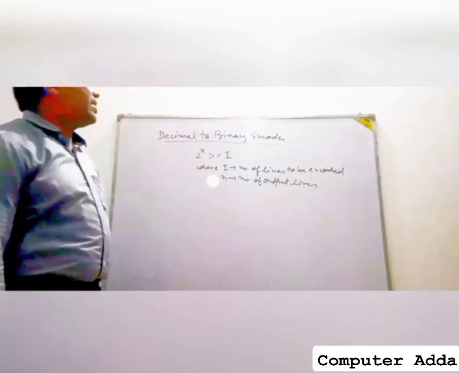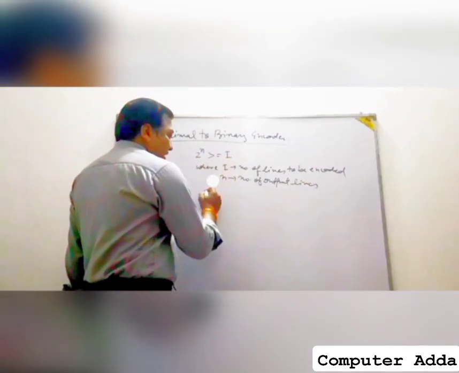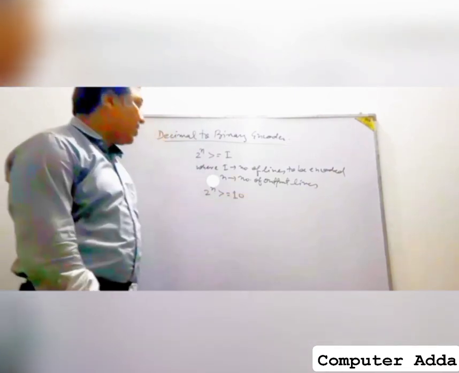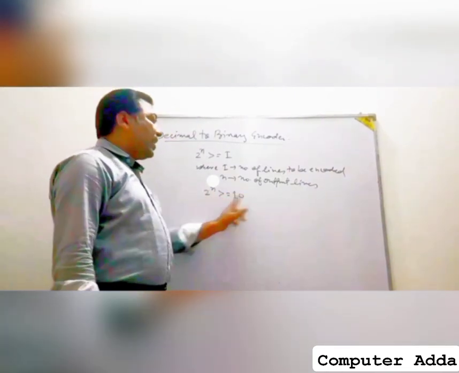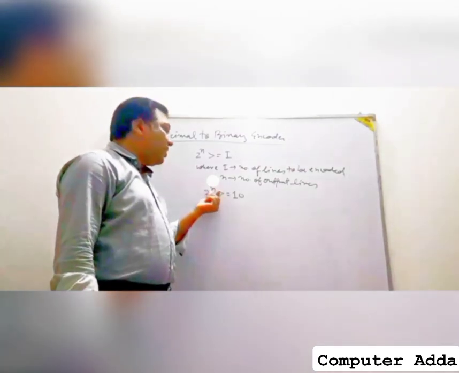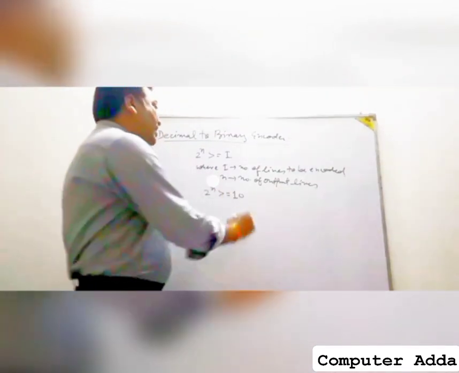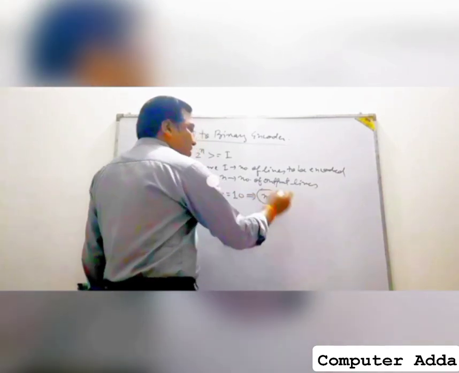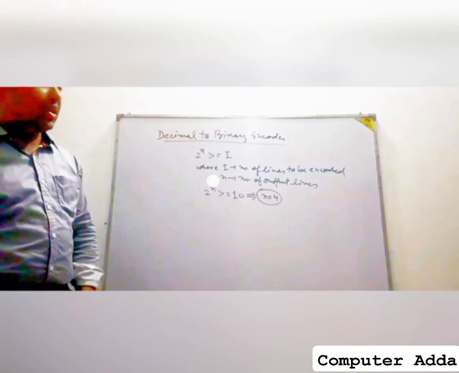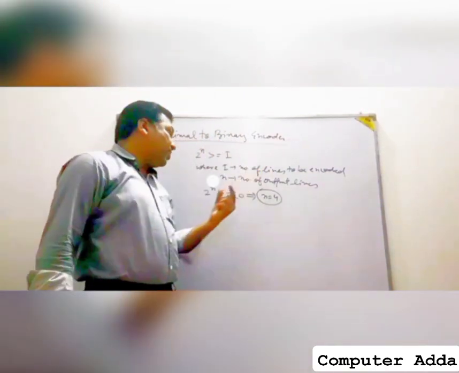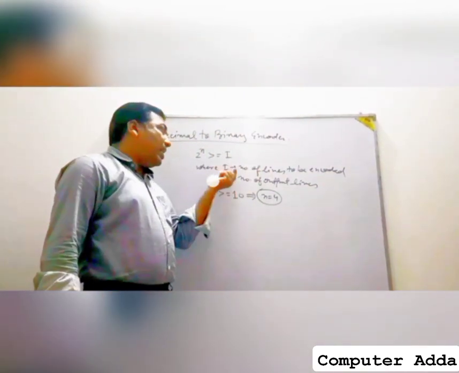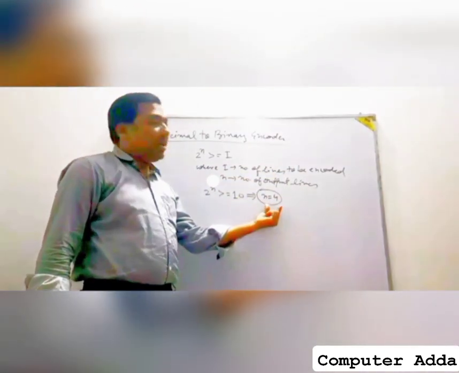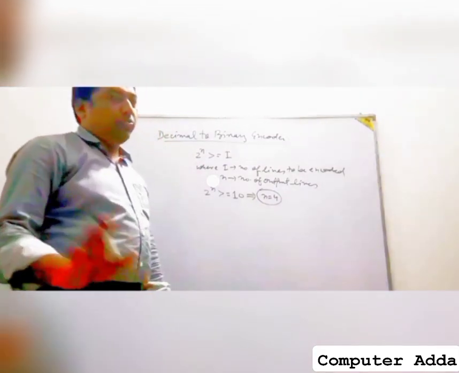According to the decimal to binary encoder, we have to encode a total of 10 digits. That means 2 to the power n is greater than or equal to 10. In this equation we have to find the minimum value of n that satisfies it. So the minimum value of n will be 4. That means in the decimal to binary encoder we have a total of 10 lines to be encoded, and it will produce 4 outputs.